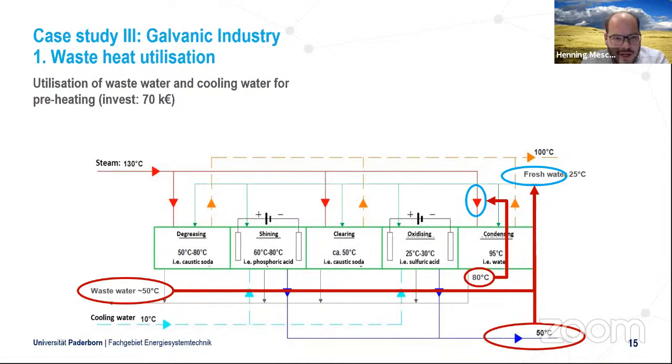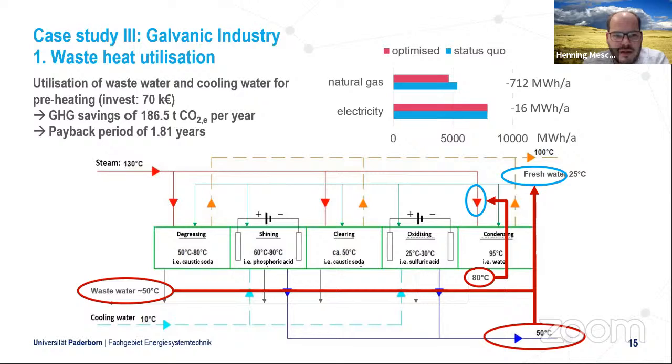Yeah, we calculated all the methods, and it was an investment of 70,000 euros. But you see that also here the payback period was below 2 years, and we have greenhouse gas savings of about 190 tons CO2 per year, because we can now reduce the amount of natural gas that we need.